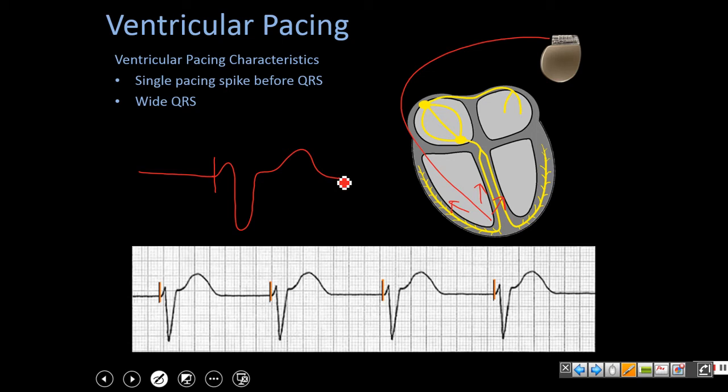And the QRS is wide because, unlike atrial pacing, that electrical impulse can't travel from the atria down through the bundle of His and down through the bundle branches simultaneously, but it originates from within the ventricles, so it takes longer to depolarize the ventricles. And this is ventricular pacing.